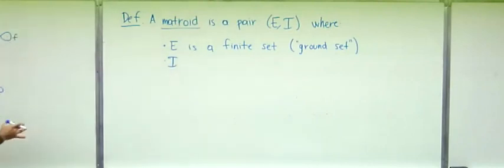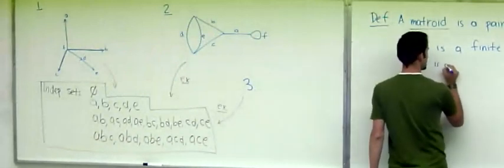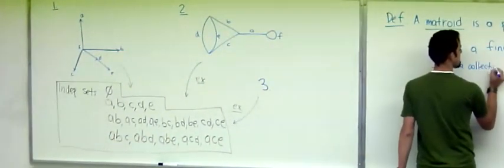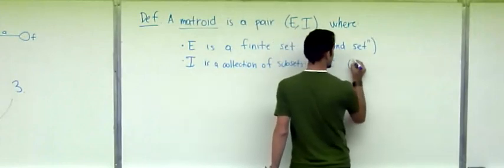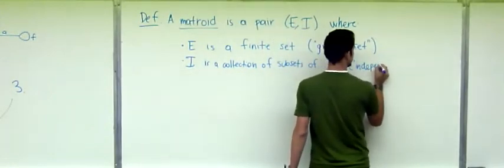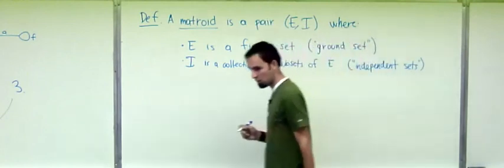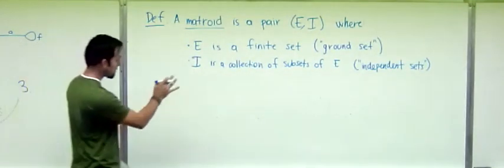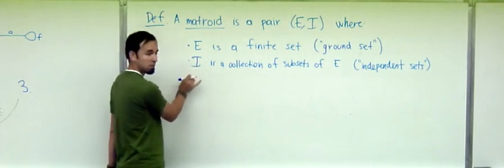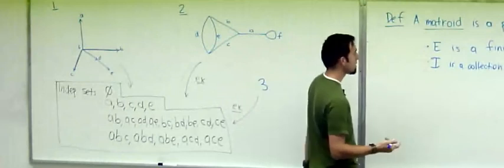And script I is going to be this list. I is a collection of subsets of E. And I'm going to call these independent sets. Okay. But of course, if I want to give this list the name independent sets, then this list better satisfies some basic conditions of what we think independence should satisfy.